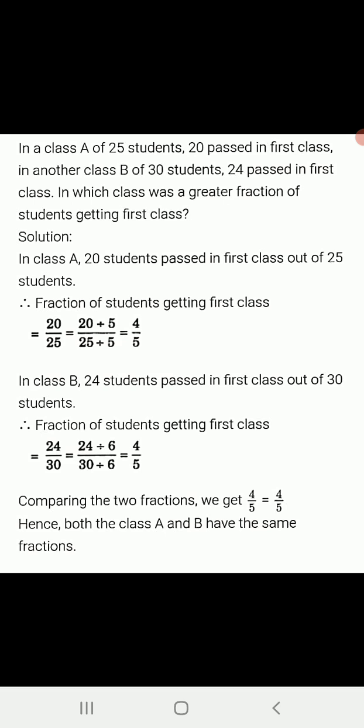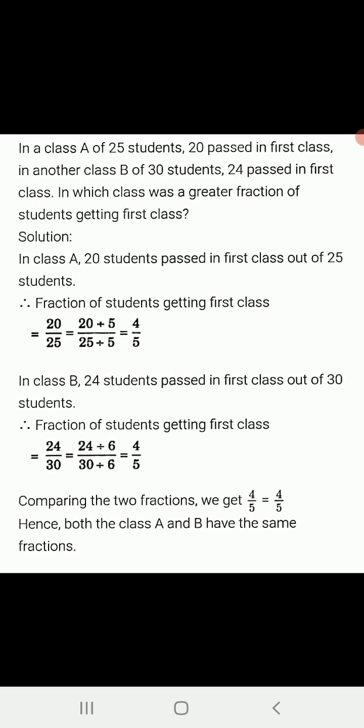Question number 10. In a class A of 25 students, 20 passed in first class. In another class B of 30 students, 24 passed in first class. In which class was the greater fraction of students getting first class? So now we have two classes, class A and class B. In class A, there are 25 students, and out of 25 students, how many passed? 20. In class B, out of 30 students, 24 passed. Now we should compare these two fractions and say which class has the greatest number of first class students. We'll enter into the solution.